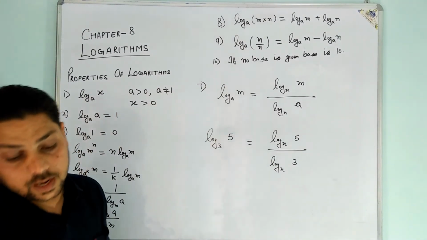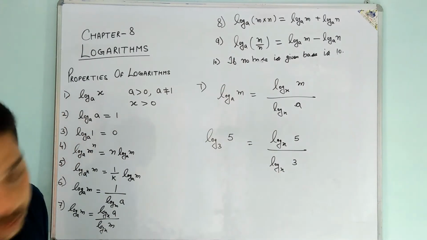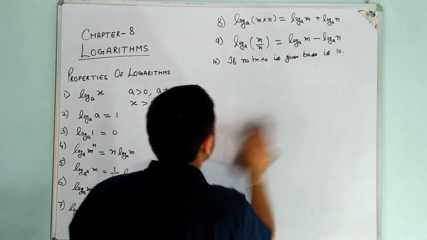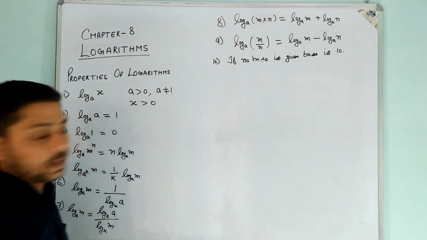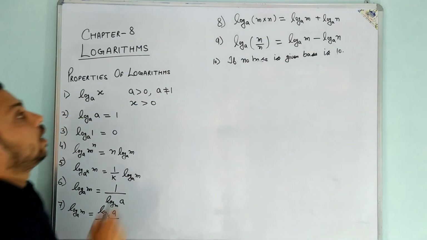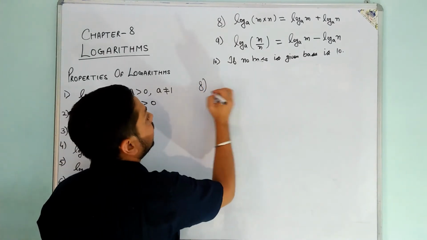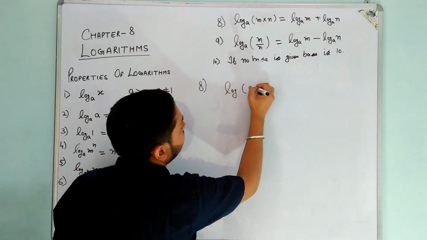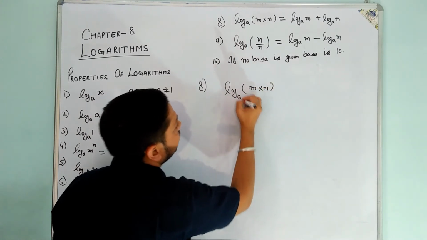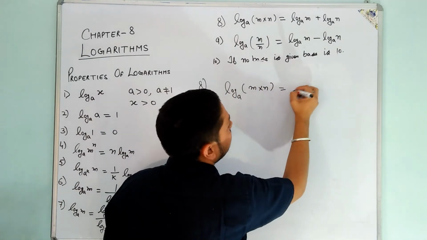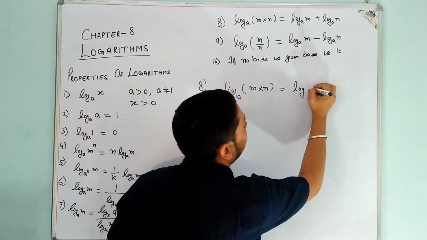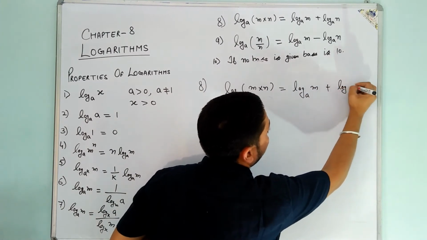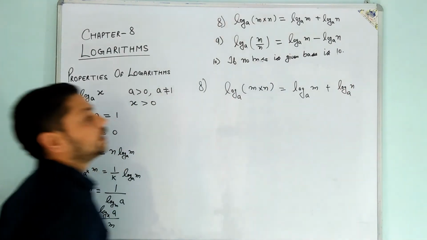Next we have the most important property, which is most commonly used in this chapter. That is property 8: log of m into n with base a. This will be equal to log of m with base a plus log of n with base a.